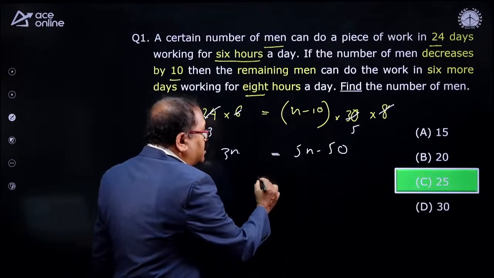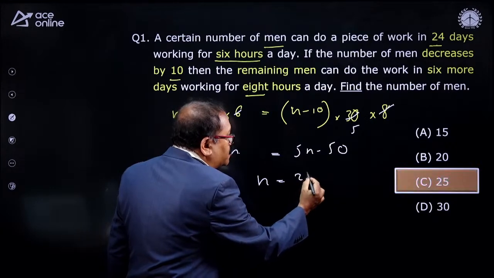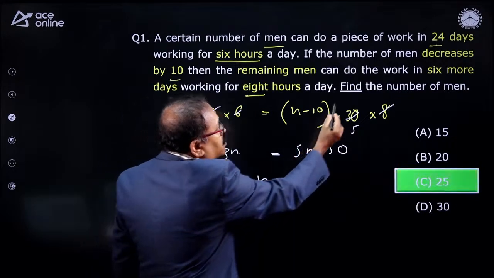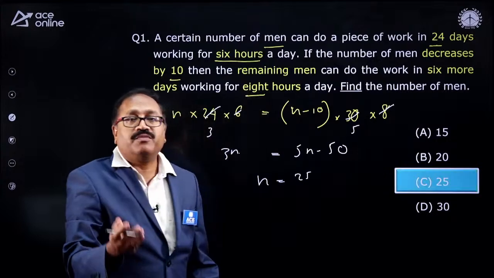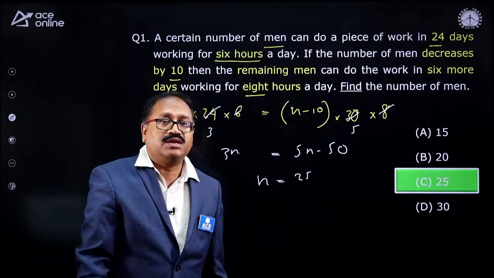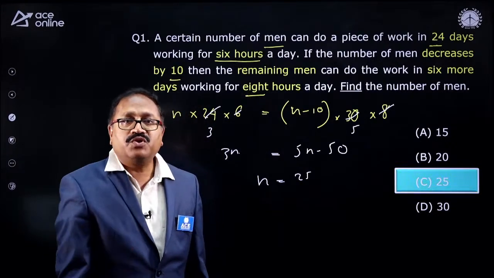So you have rightly said n is equal to 25. That means what was the question? Find the number of men, and the number of men is 25. Gayatri madam, you have rightly answered it. Let's move on to next question.